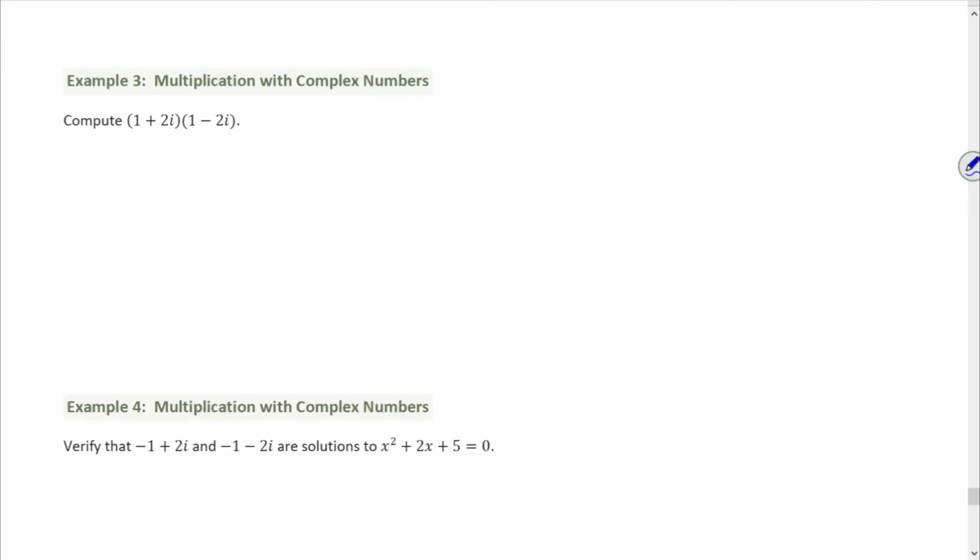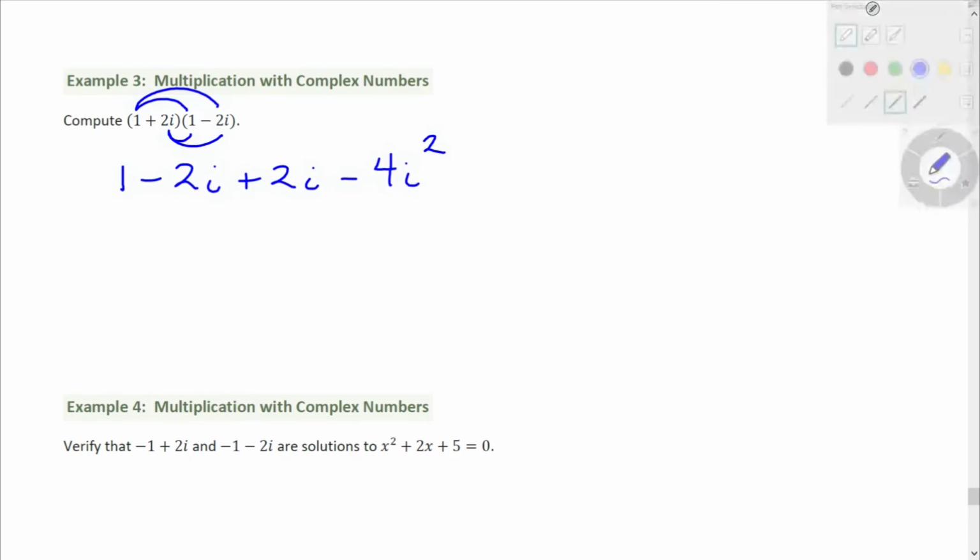Well, the same way you've been multiplying binomials. 1 times 1 is 1. 1 times negative 2i is negative 2i. 2i times 1 is plus 2i. And 2i times negative 2i, let's see here, is a negative 4i squared, which brings rise to a very important piece right here where we have i squared.